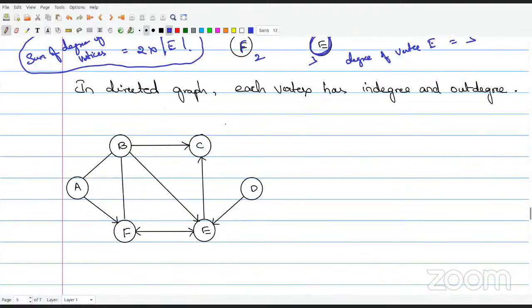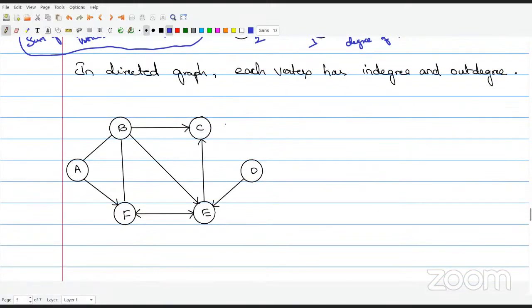Okay. So now let us look at the directed graph case. What if the graph is directed? We will not be calling it a degree of a vertex. In a directed graph, each vertex will have two things: one is in degree and another is out degree. So there are two things now, not a single degree.